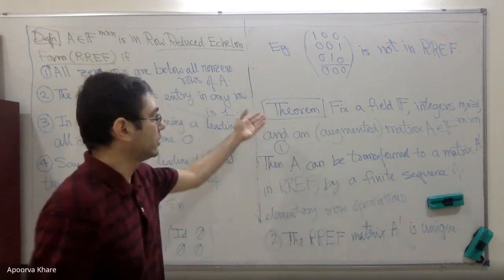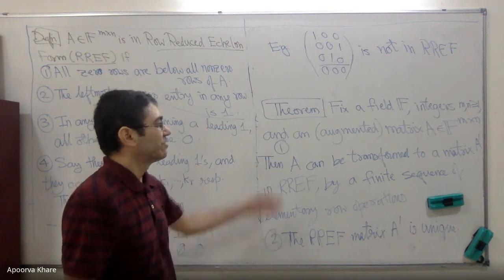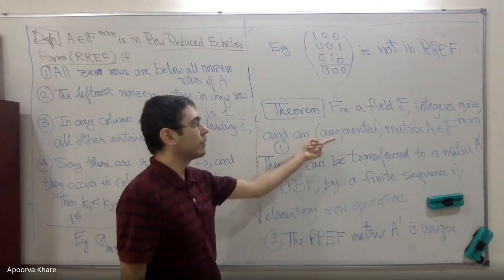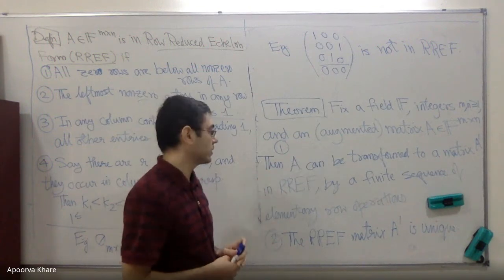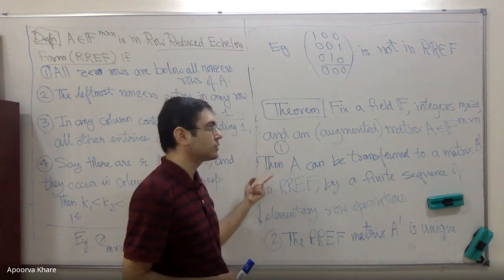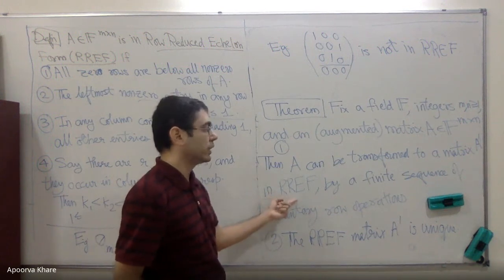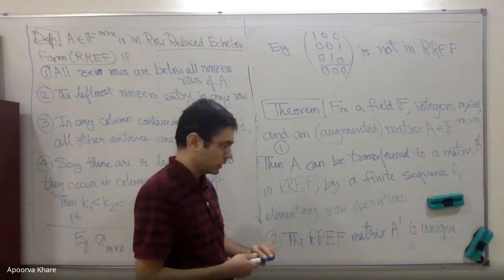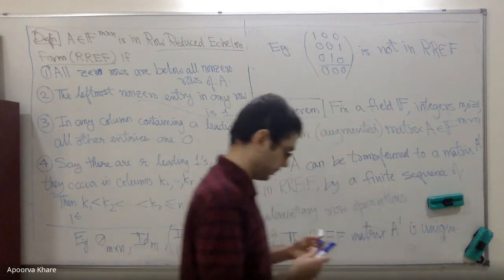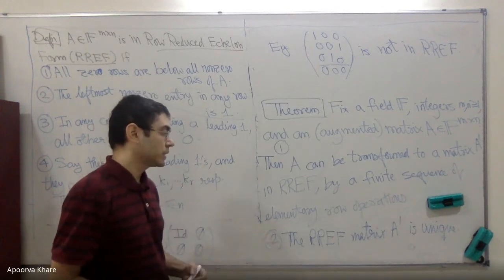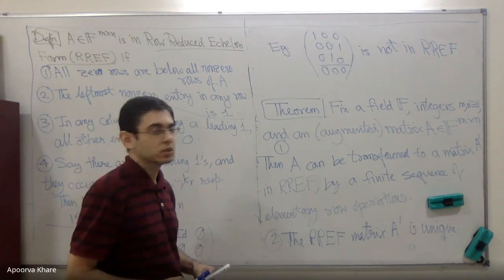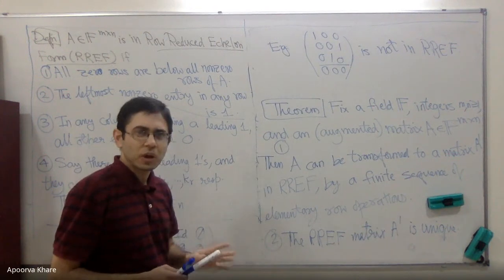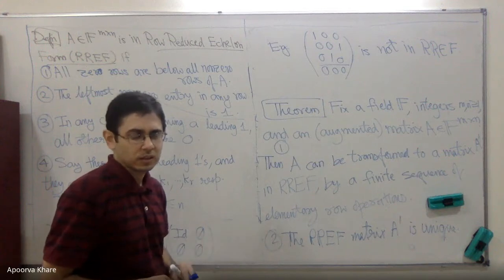And then we come to the main theorem of solving linear equations. Fix a field F and integers of a given size, and a matrix or an augmented matrix A. Then such a matrix A can be transformed to a matrix A prime in row reduced echelon form by a finite sequence of elementary row operations. That is part 1. Part 2 says that this matrix is unique. Part 1 is going to be the easier half, the existence part. The uniqueness is not too hard, but it has some subtlety involved. Okay, so we will get to that.